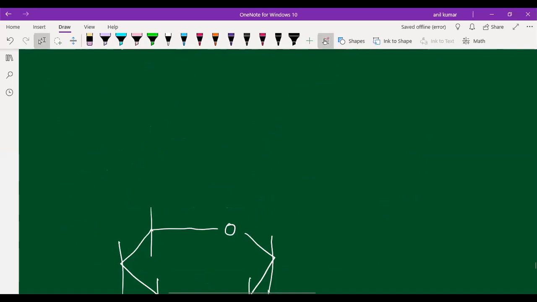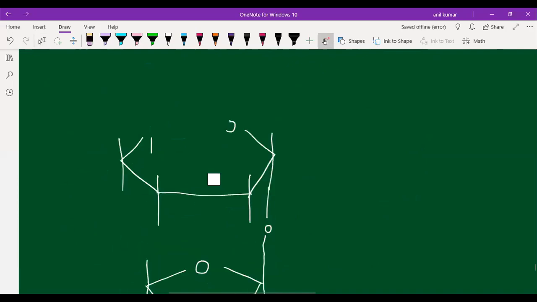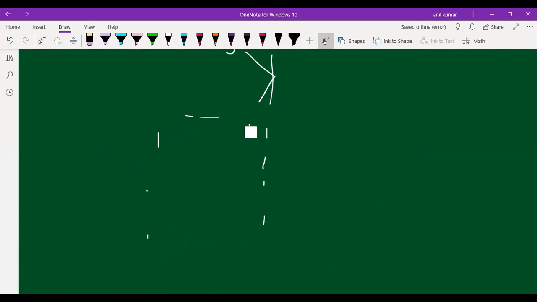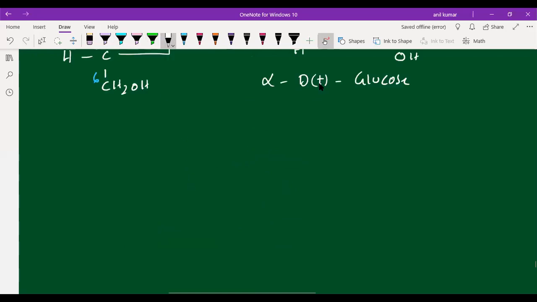In order to draw the beta D fructose, first we will draw the normal structure. After drawing the normal structure, then we will draw the cyclic structure of the beta D fructose. Okay, students, it will be very easy if you know the alpha D glucose structure as well as the beta D glucose structure. Now let us draw beta D fructose.